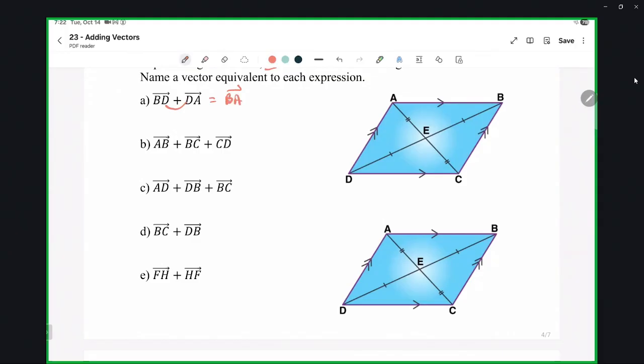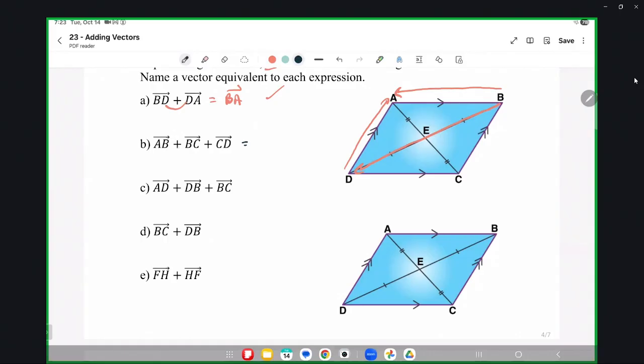So vector BD would be this one, and then vector DA would be this one. And so you can see that the vectors are lined up head to tail, or tail to head, and so forth. And so the resulting expression would be going from B over to A, which is what we wanted to show.